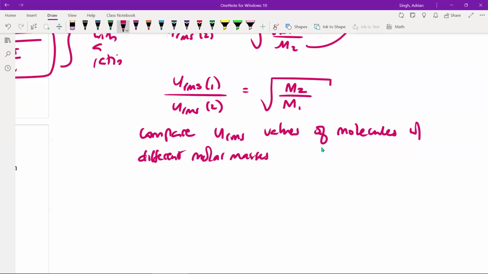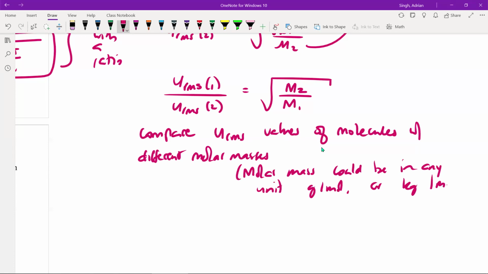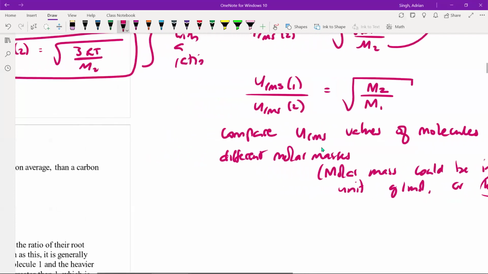Now the molar mass could be in any unit as long as they're the same, so that they cancel out. It can be grams per mole, kilograms per mole, any other unit, as long as they're the same when we plug them into this equation. Earlier, we saw that the molar mass had to be in kilograms per mole so that the units would cancel out in the equation that we actually wrote. Okay, so let's take a look at an example.